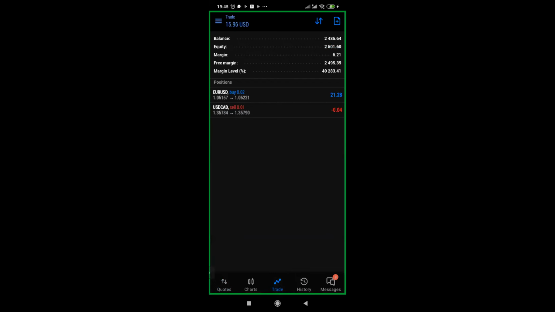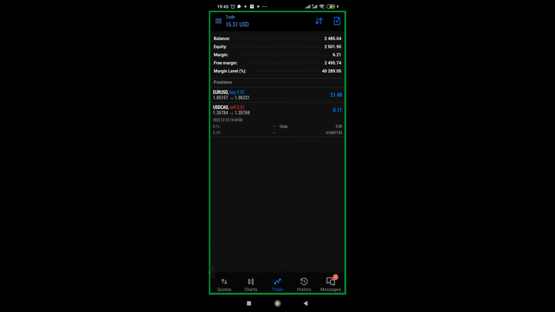And then you can see the USD CAD trade there. When you tap on it, you can see your trade details. When it is red, that means you're in a loss. When it is blue, that means you are in a profit. Okay, so that is how you open a trade.